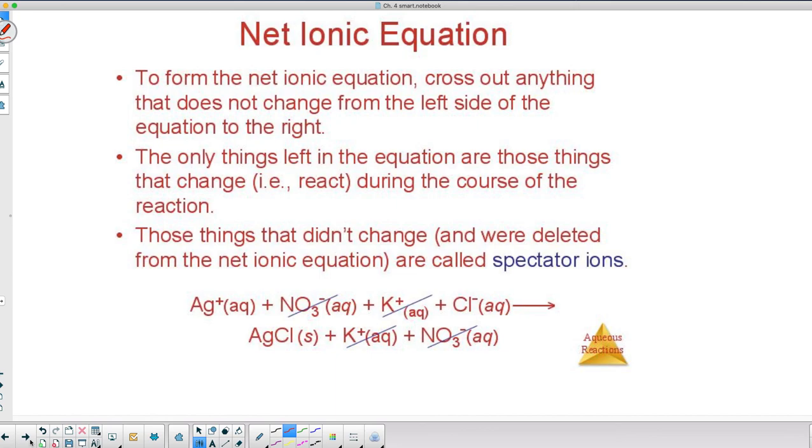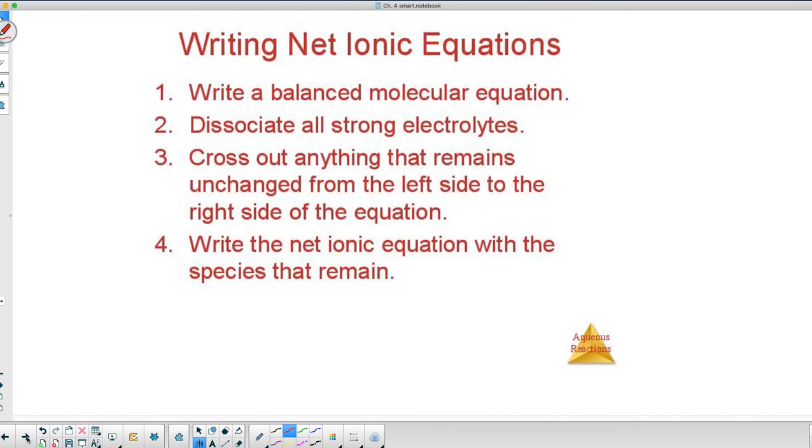Notice we go back to here. It says those things that didn't change and were deleted from the net ionic equation are called spectator ions. That means they are watching the reaction but did not actually take part in the reaction. And those things that took part in the reaction are the things that actually changed, which would be the silver chloride on the right-hand side. I feel like I'm repeating myself now.